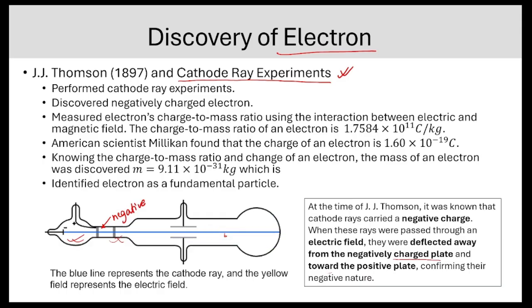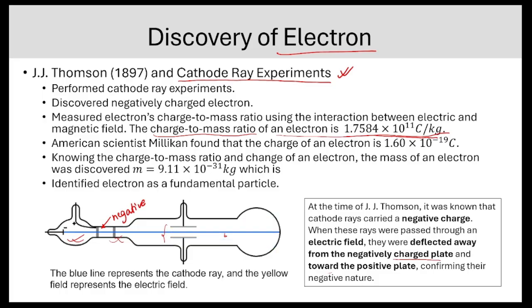And using the interaction between the electric field and magnetic field in this cathode ray experiment, J.J. Thomson was able to determine the charge to mass ratio of an electron. And as of today, we know that the charge to mass ratio of an electron is 1.75 × 10^11 coulomb per kilogram.